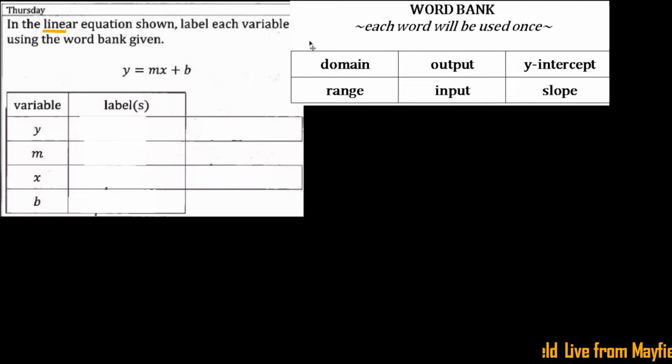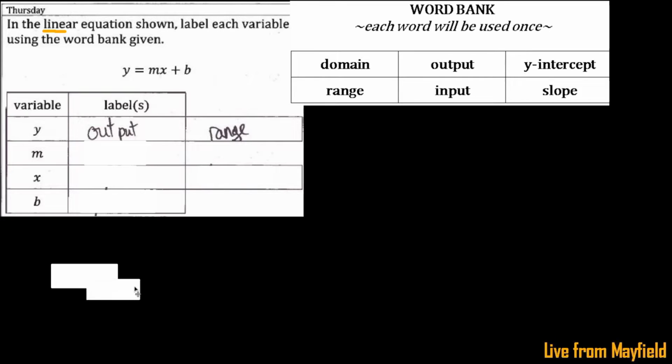And so if you wanted to say, all right, well, what labels could we put for our y value? So you could say our y value would be the output. You could also say it would be the range. So again, you could put a line through it as you use it. So I said, all right, I used range and I used output. That way it's a process of elimination because each word will be used only once.